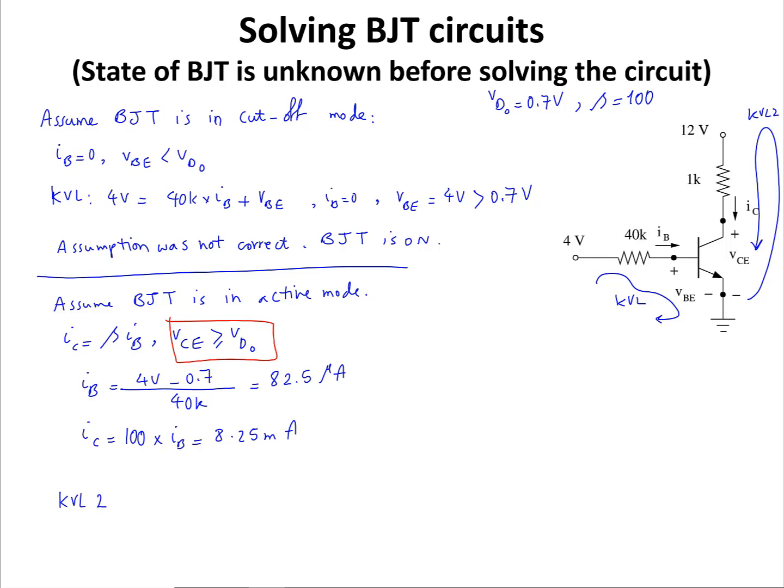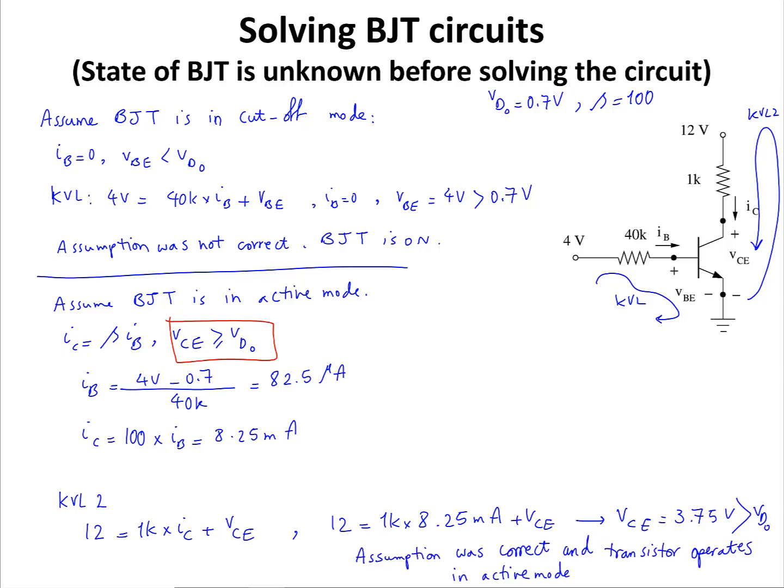Using KVL2, I have 12 volts or VCC equals 1K multiplied by IC plus VCE. I know the value of IC, so I'm going to replace IC here, equals 1K multiplied by 8.25 milliamps plus VCE. From here, VCE is going to be equal to 3.75 volts, and this value is greater than VD0. As a result, our assumption was correct and this transistor operates in the active mode.